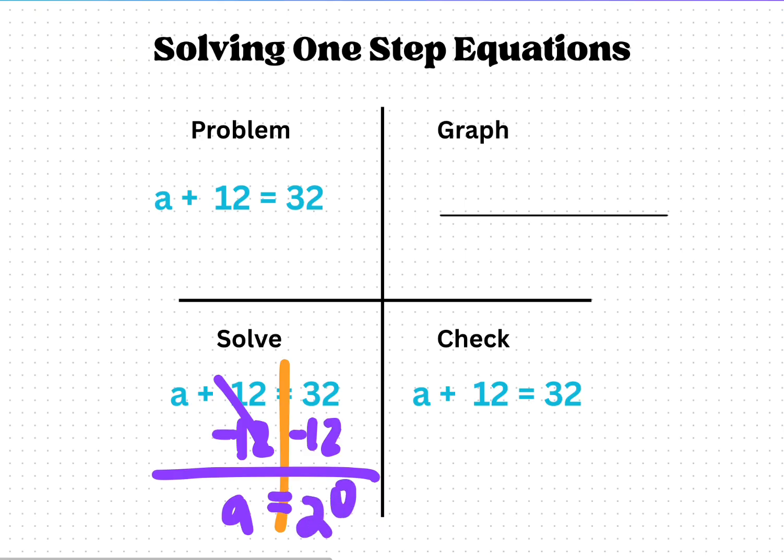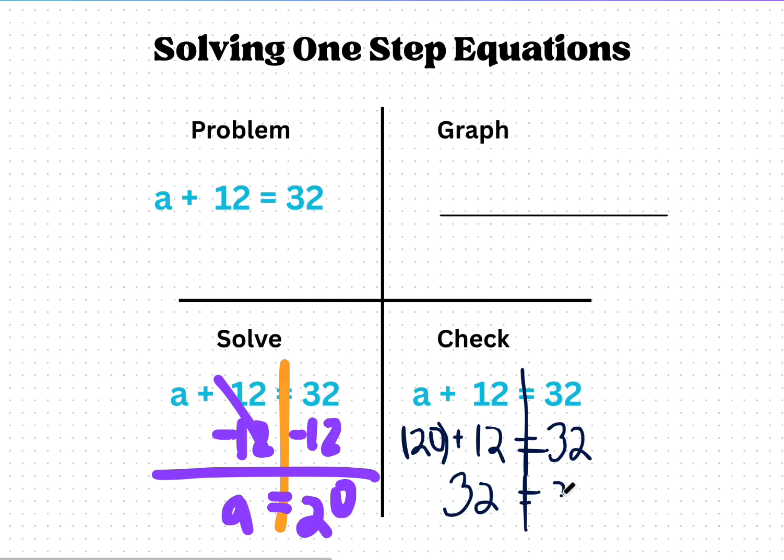Now that I know the invader's true identity, so the variable equals 20, I need to check. So I'm going to draw that brick wall down the equal sign to keep my equation balanced. And then I'm going to substitute 20 for a. This is the way I'm going to check my equation. So I'm writing down 20 plus 12 equals 32. And then I need to check the left side of the equation to see if it equals the right side. So what's 20 plus 12? It is 32.